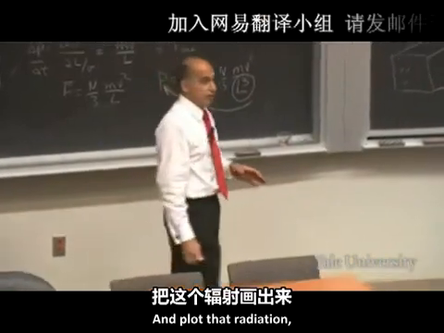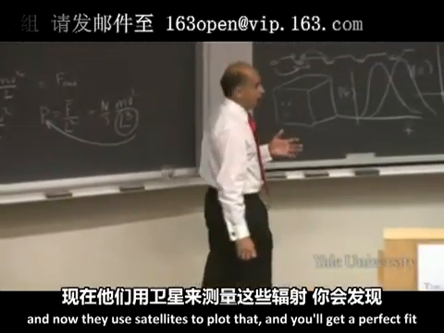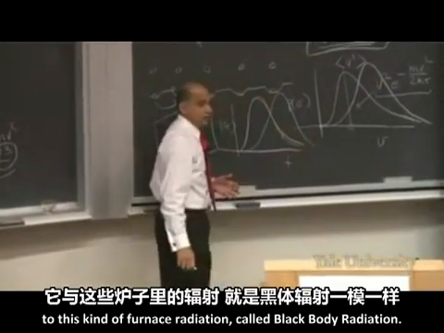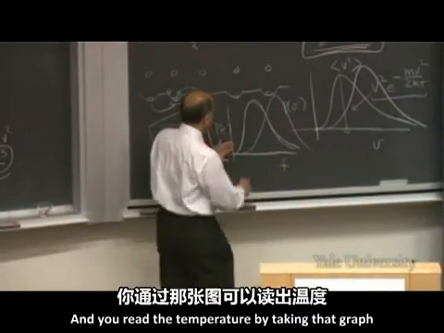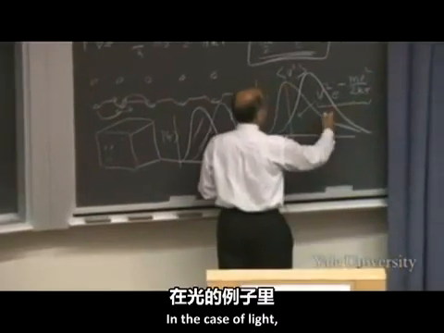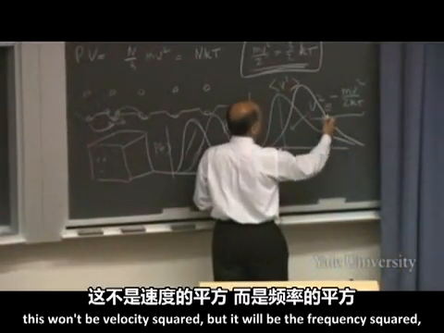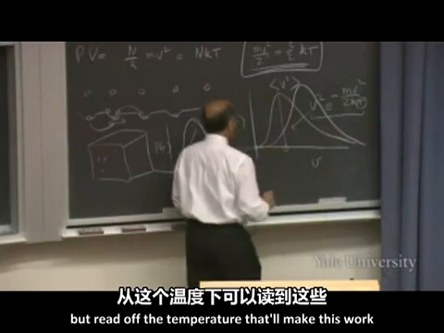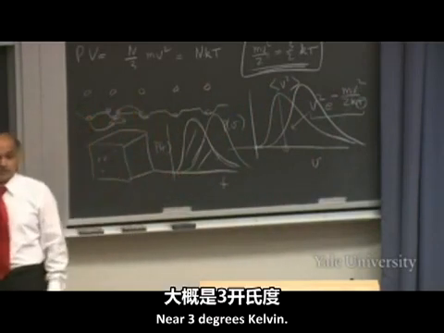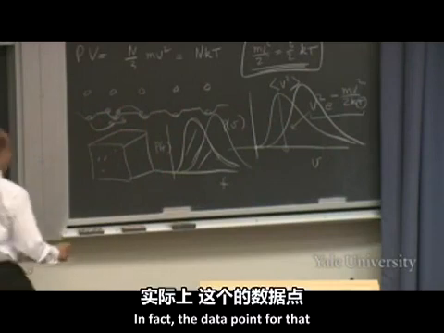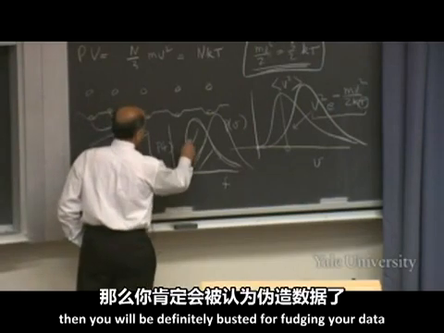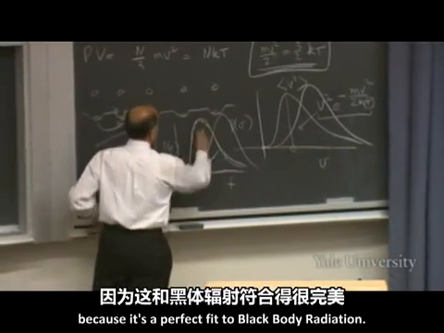And plot that radiation. And nowadays they use satellites to plot that. And you get a perfect fit to this kind of furnace radiation, or called black body radiation. And you read the temperature by taking that graph and fitting it to a graph like this, where there will be temperature. In the case of light, this won't be velocity squared, but it will be the frequency squared. But read off the temperature that will make this work, and that's what gives you 3.1 or something, near 3 degrees Kelvin. In fact, the data point for that, if you got that in your lab, you will be definitely busted for fudging your data, because it's a perfect fit to black body radiation.